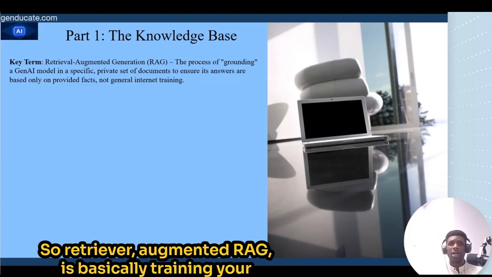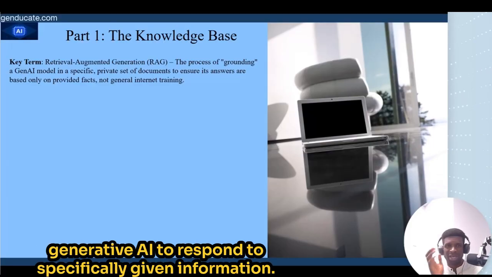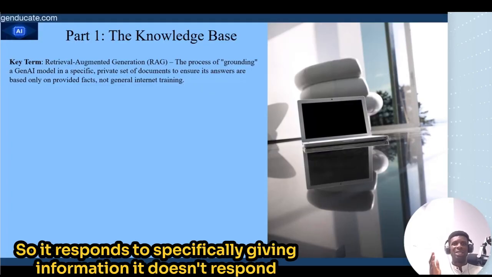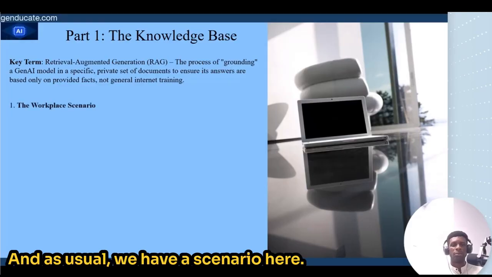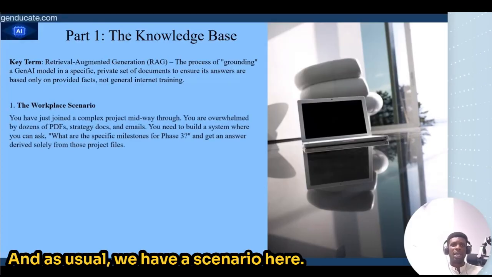Retrieval-Augmented Generation, RAG, is basically training your generative AI to respond to specifically given information. So it responds to specifically given information. It doesn't respond to other information. And as usual, we have a scenario here.